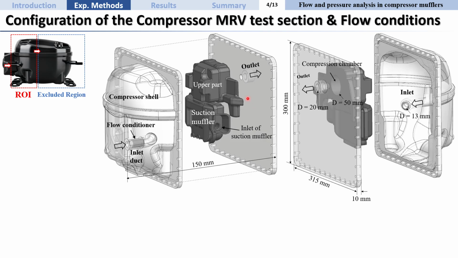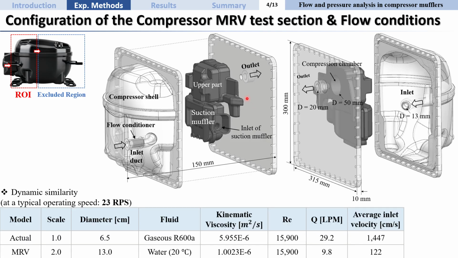To ensure dynamic similarity, we matched the Reynolds number of a typical operating condition at 23 RPS. As you can see in this table, the actual system with gaseous refrigerant operates at a Reynolds number of 15,900. To replicate this condition in our scaled MRV model using water, achieving this same Reynolds number required a flow condition as follows.